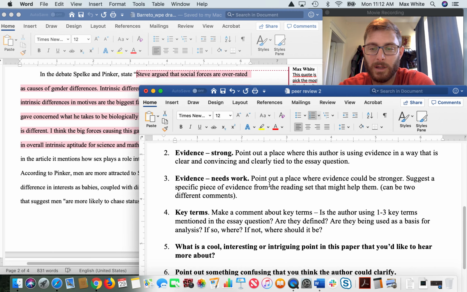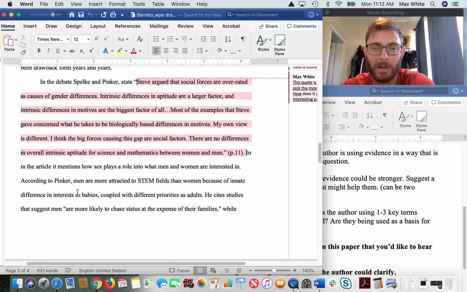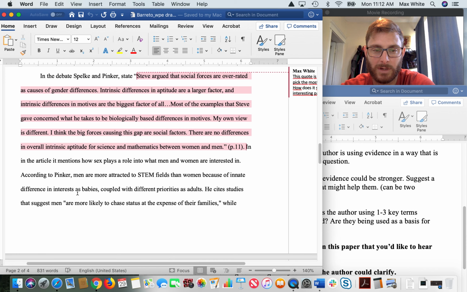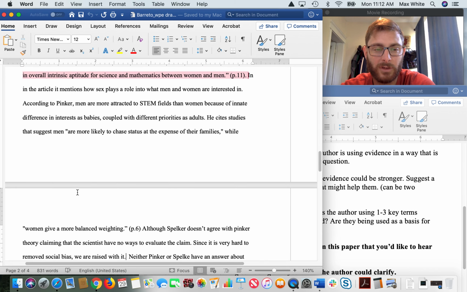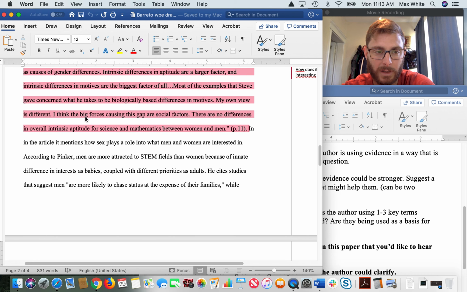So this could be a place where evidence could be used stronger. A specific piece of evidence from the reading set might help. That's going to be up to you to pull out. But I would suggest, first of all, not looking at the same quote that's used in the essay question. If you're using it already, you could pull out maybe a very short part of it.